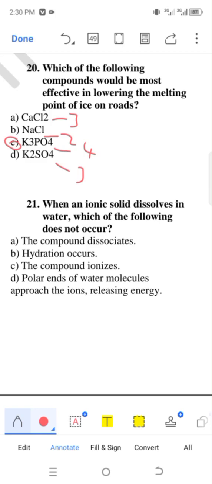Question number 21. When an ionic solid dissolves in water, an ionic solid like salts or strong bases, which of the following does not occur? The compound dissociates, it occurs. Hydration occurs, yes, because whenever there are ions, whether through ionic or through molecular compounds, the water can attract those ions and there will be hydration. The compound ionizes, no, the compound does not ionize, and here it says does not occur, so C is the correct answer.